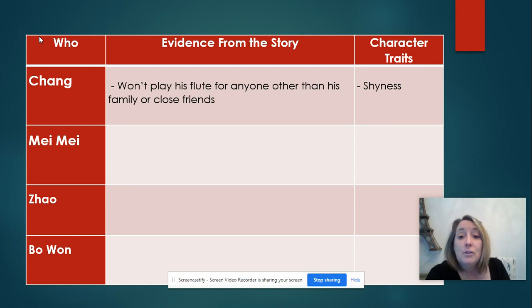You do not have to print this out. You don't have to use PowerPoint. If you want to, you certainly may just type into this chart and email it or text it back to me. Or just take a piece of paper, write down the name of the character, their character traits, and some evidence that you found in the story. And again, email it to me, take a picture of it, text it to me. It doesn't have to be that complicated.